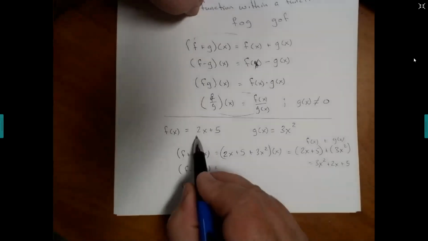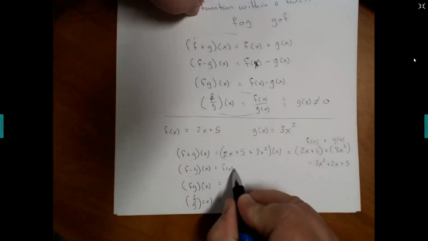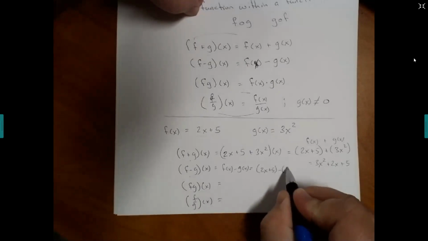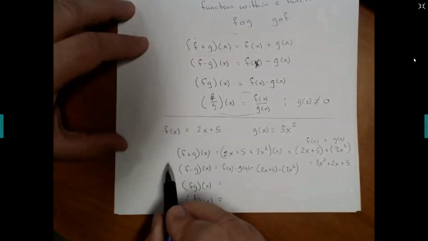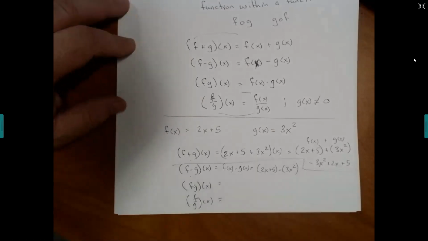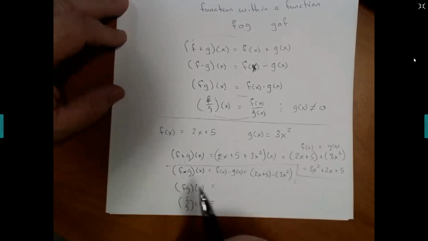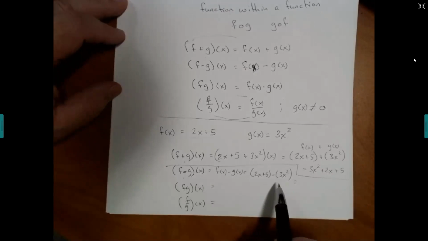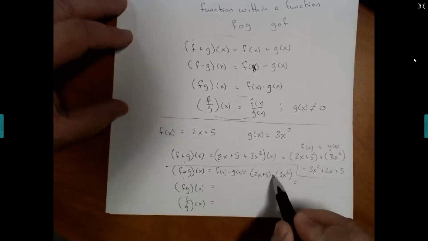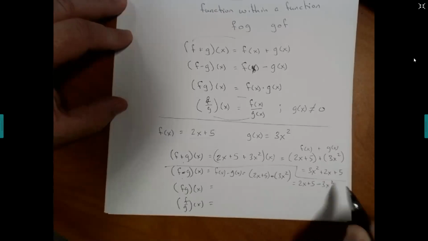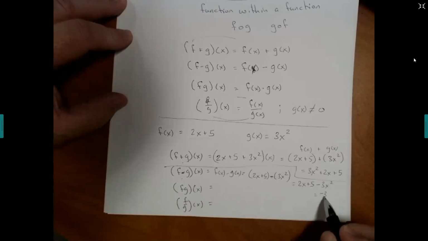And the second one, we have the f of x minus g of x, which is 2x plus 5 minus 3x squared. Whenever you deal with subtraction or negative signs, always put your equations in parentheses to separate them, because this negative sign changes anything behind it. So this becomes 2x plus 5 minus 3x squared, which equals negative 3x squared plus 2x plus 5.